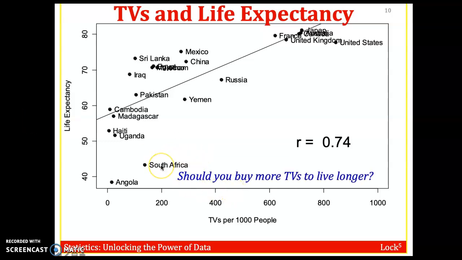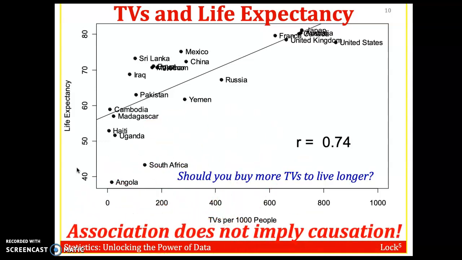So should you start buying more TVs to live longer, or maybe start a charity to bring more TVs to Angola or Uganda or South Africa? Probably not. That doesn't make any sense. TVs are not going to cause anyone to live longer, I think is a reasonable statement to make. But here's an example of a definitely strong association between life expectancy and TVs per capita, but I don't think anyone reasonable would claim there's a causation here.